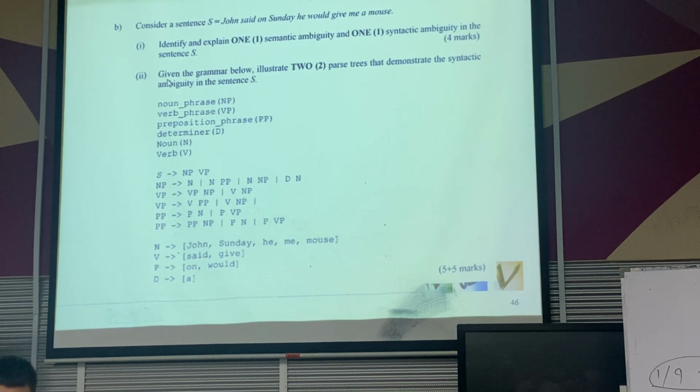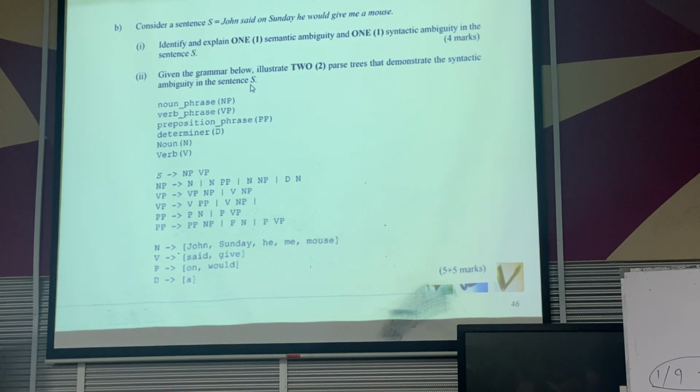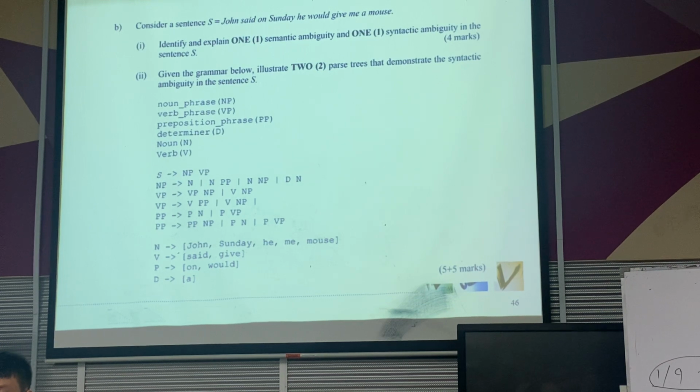Given the grammar rules below, illustrate 2 parse trees. It means that you have to draw 2 different parse trees that demonstrate the syntactic ambiguity in the sentence. So if in one sentence you have 2 different structures, then you are able to build 2 different parse trees. If this sentence consists of syntactical ambiguity, eventually you are able to build more than one parse tree.